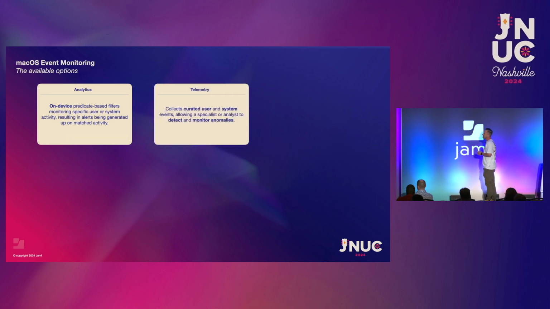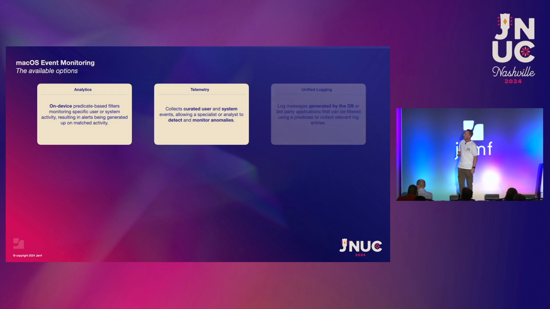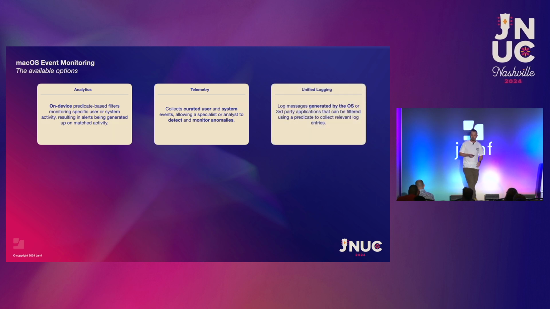Telemetry provides a curated stream of user and device system events happening on an endpoint. This is usually best used in combination with a SIEM or third-party solution of choice. Then thirdly, we do have unified logging, where Jamf Protect is able to tap into the unified logging subsystem to track very specific event messages that are either generated by the OS or a third-party application.